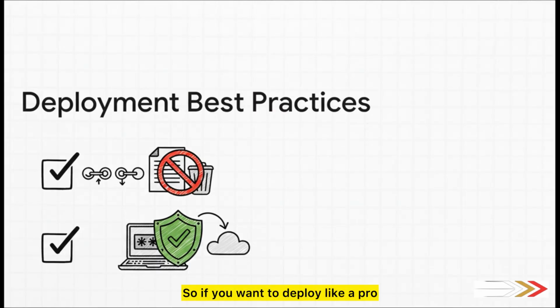So if you want to deploy like a pro, burn these habits into your brain. Always use a .gitignore file. It keeps your repository clean and tidy. Number 2, and this is a big one, never, ever push secrets like passwords or API keys to GitHub. And finally, always test your app on your own computer before you push it live. Your future self will definitely thank you for this.